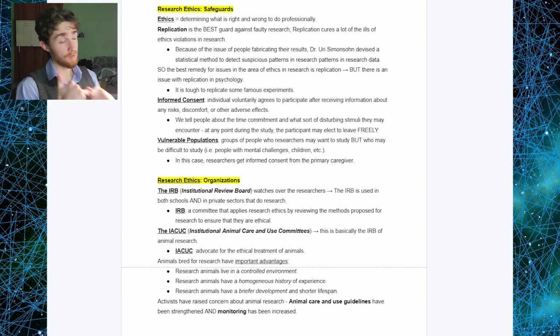The Institutional Review Board is a committee that applies research ethics by reviewing the methods proposed for research to ensure that they are ethical. The IRB is basically a council of people who oversee you doing your thing to make sure you don't act a fool when you conduct research. We see this in both schools and in the private sector.